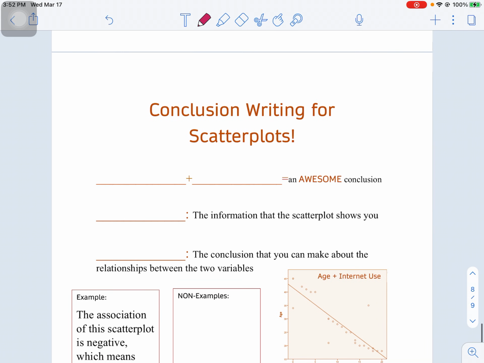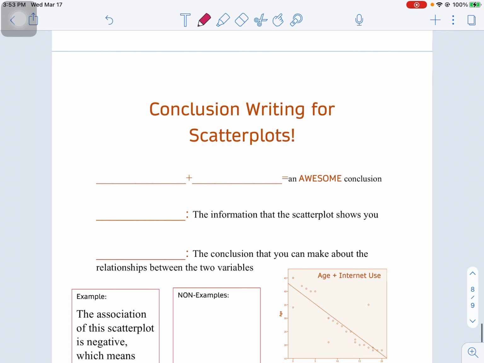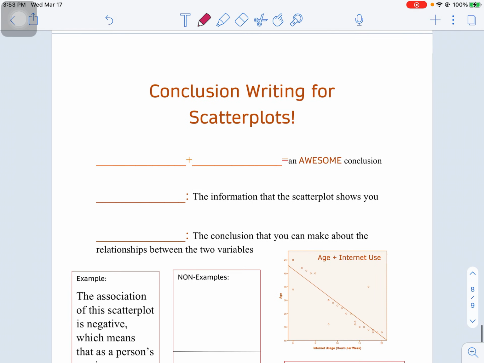Now, here are the little tricks I told you I was going to give you for helping you write conclusions about scatterplots. So we have to remember that when we claim something that's happening, we have a claim and we have to have evidence. We can't just say something happened and have no evidence. That gives us an awesome conclusion. So evidence is the information the scatterplot shows you. Okay, it's what it gives you. It shows you, that's your evidence. It's like having the bloody footprint. It shows you.